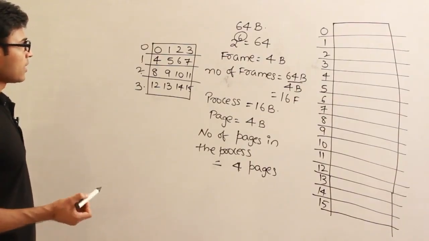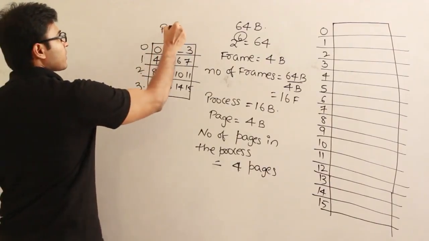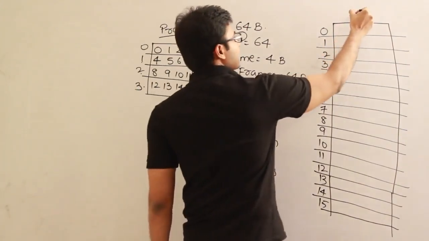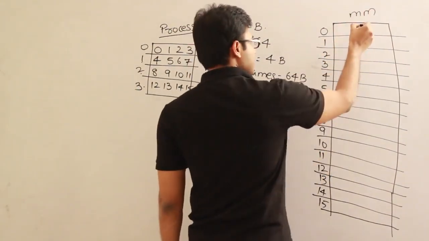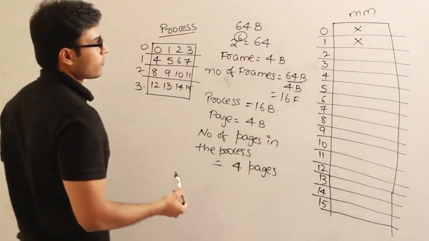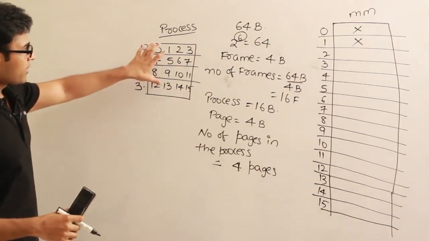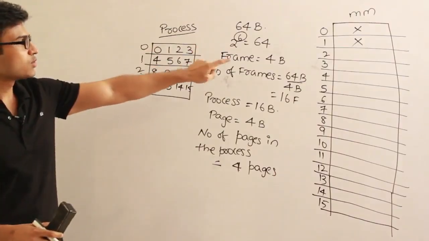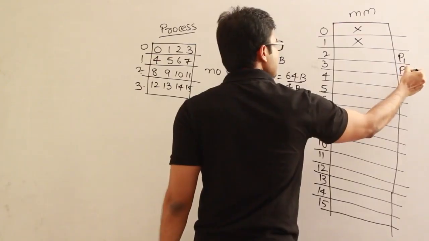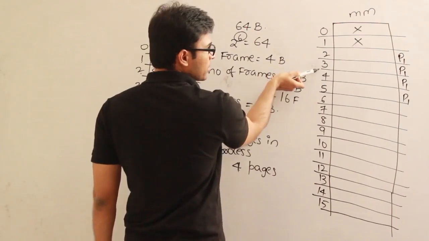Let us assume that I am going to load this entire process into the main memory. Say this frame is occupied, 0 is occupied, 1 is occupied, and frames 2, 3, 4, 5 are free. Then I'll try to load this process into frames 2, 3, 4, 5. Therefore process P1 is present in frames 2, 3, 4, 5.